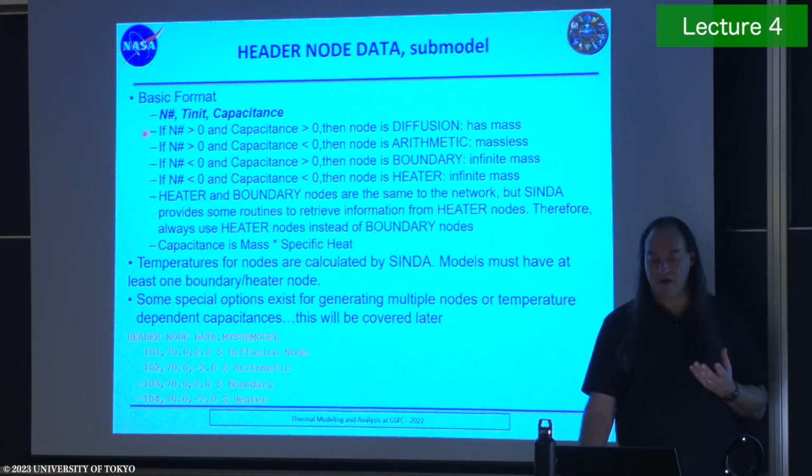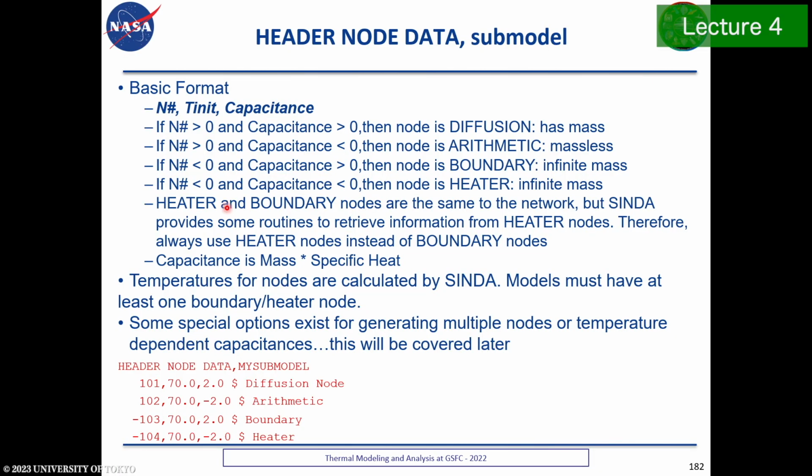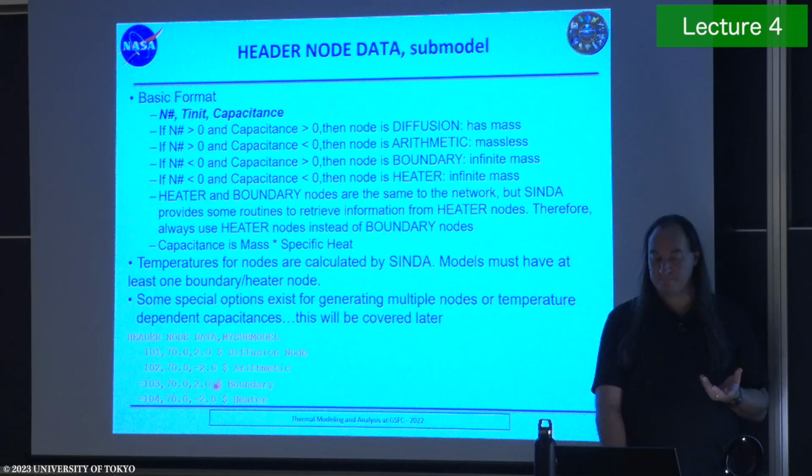We talked a little bit about the submodel. The basic format is the node number, the initial temperature, the capacitance. Based on those values being positive or negative, it defines whether it's a diffusion node, a massless arithmetic node, boundary, or heater. The capacitance we define as the mass times the specific heat. Temperatures, you get an initial temperature, but these are what are going to be solved by Cinda. You've got to have one boundary node. There are some special temperature dependence or multiple node things. Those will be covered later, but I think we skipped those in this. But here you can see the 4 different types of nodes based on the variables that are put in.